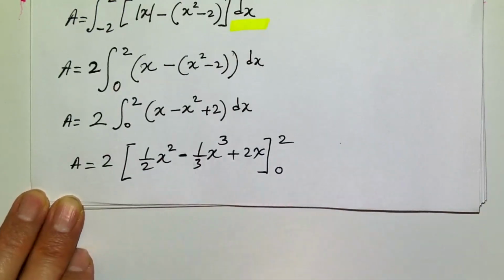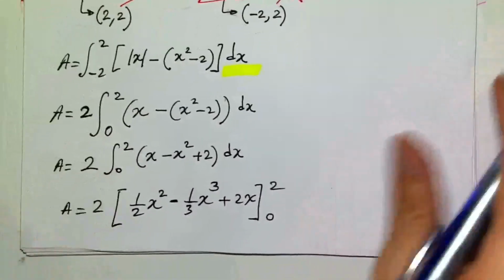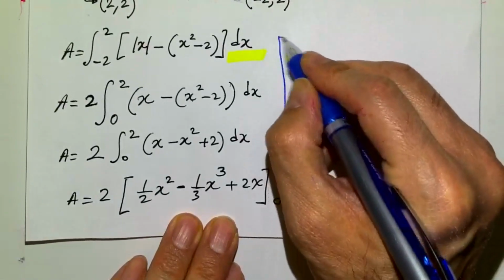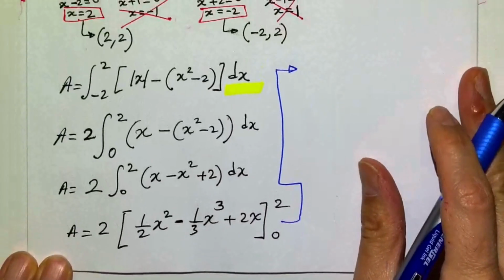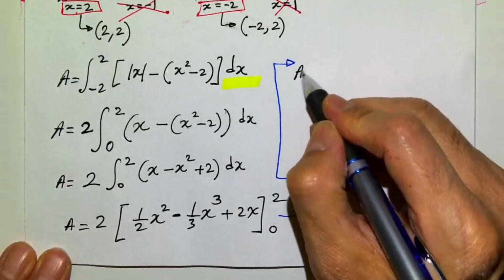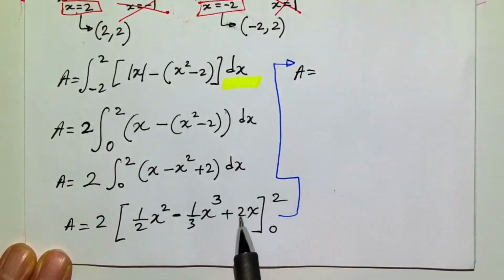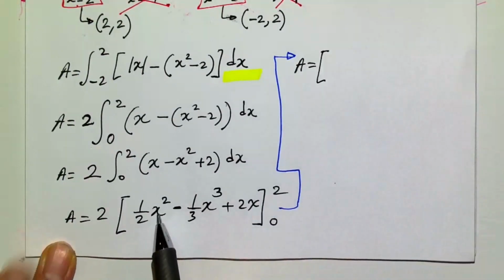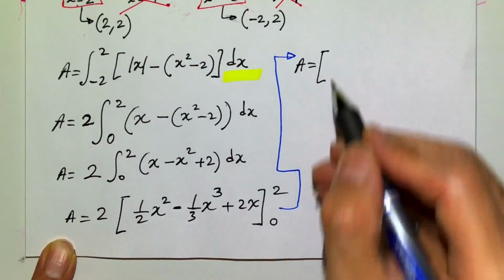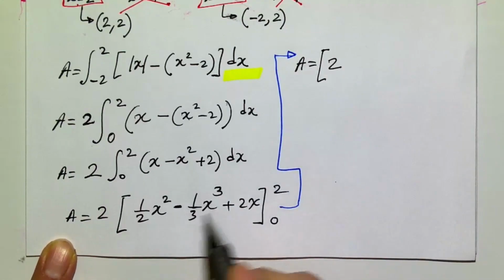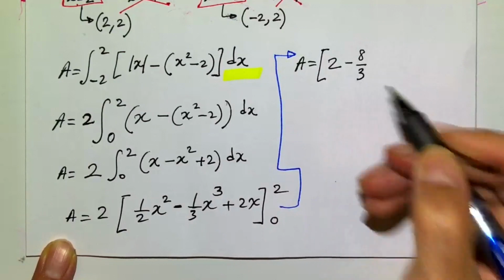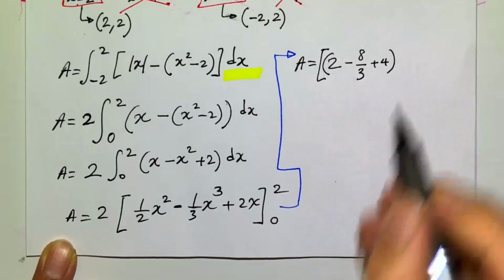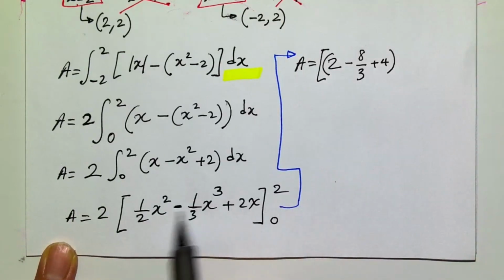Okay, like that. So let me come up here and put the rest of the solution here. So we have A equals, let's substitute for x with 2. So what do we get? We get 2 squared is 4, 4 divided by 2 is 2, 2 cubed is 8, minus 8/3, right? Minus 8/3. 2 times 2 is 4. And then, of course, if you replace x with 0 in all of these, you get 0.